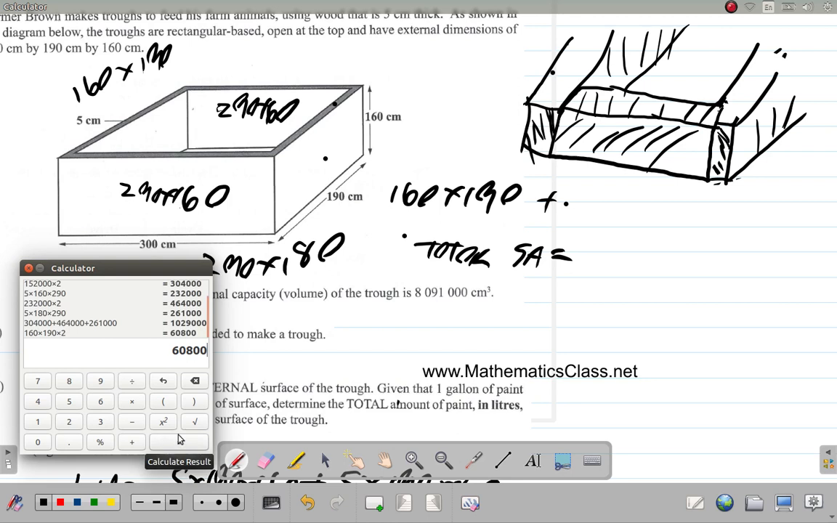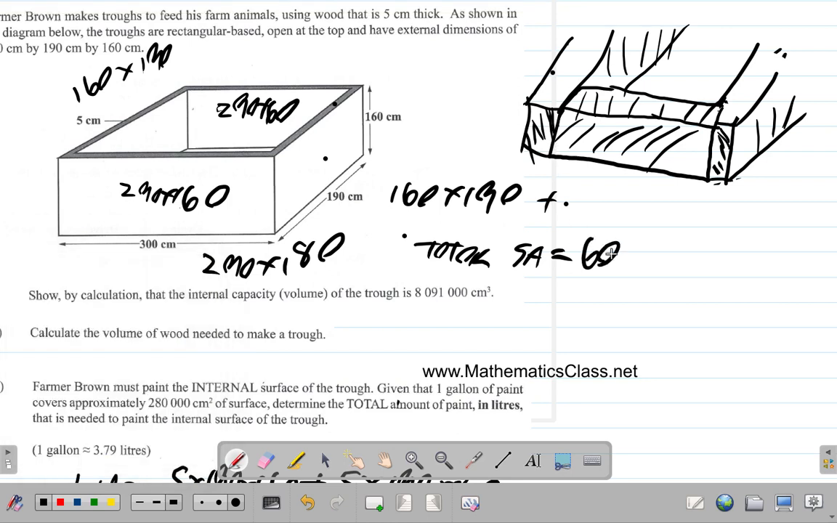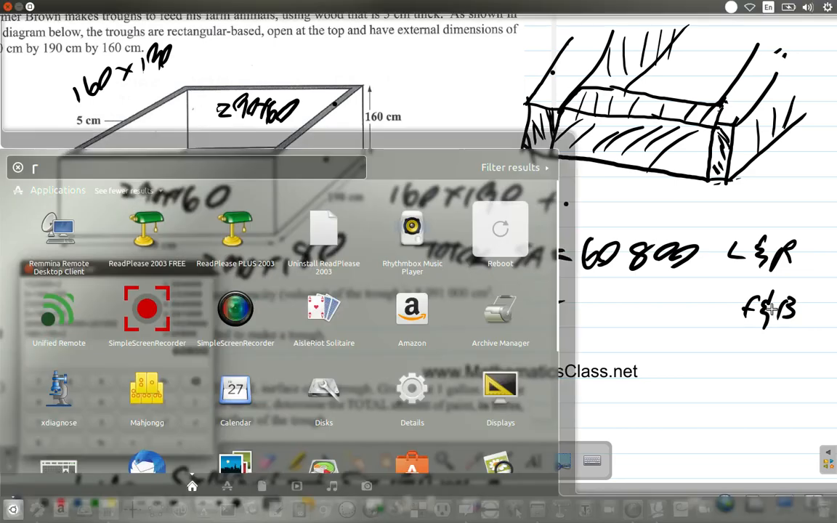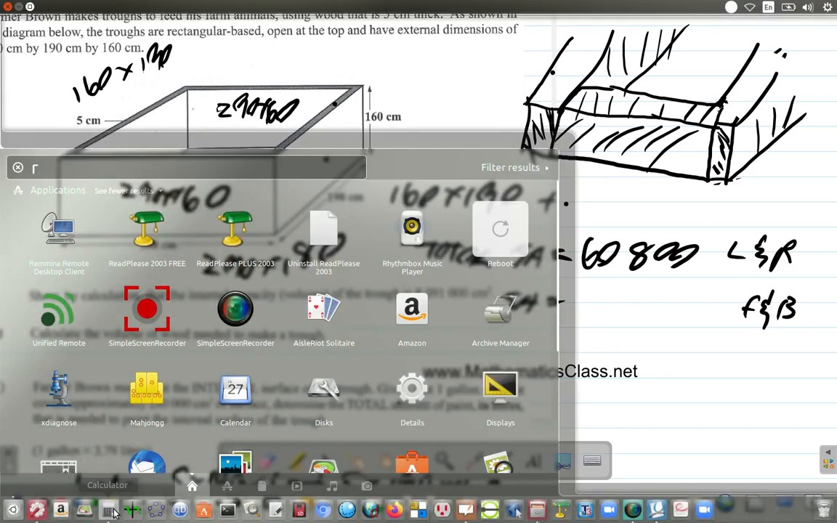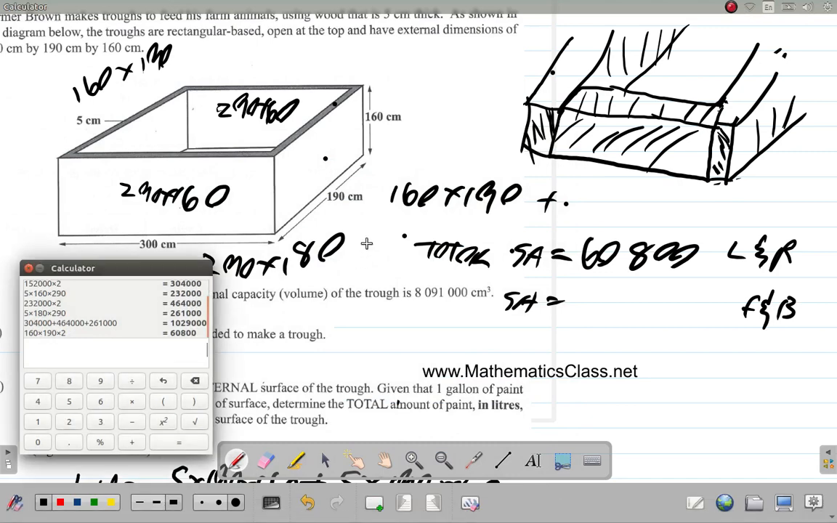And then you have it on the right, so you multiply that by 2. Look at that. 60,800. Remember, this is for the left and the right. Then the surface area for the front and the back. The surface area for the front board and the back board. So that would be the front at 290 by 160, 290 by 160 equals 46,400.